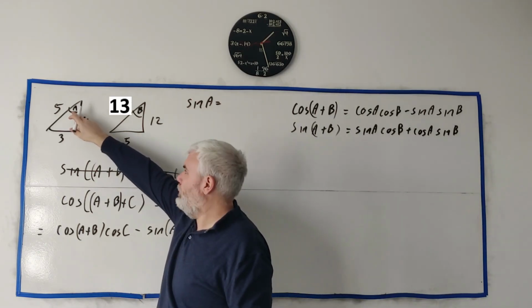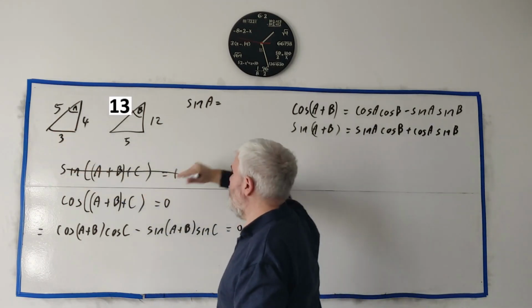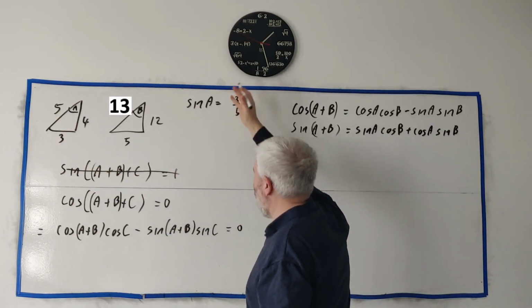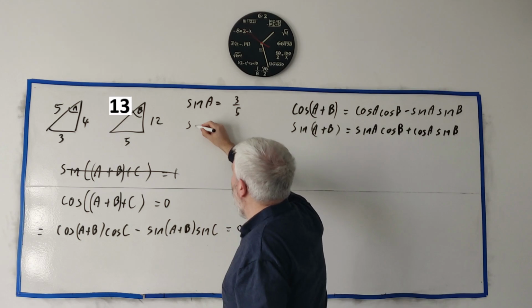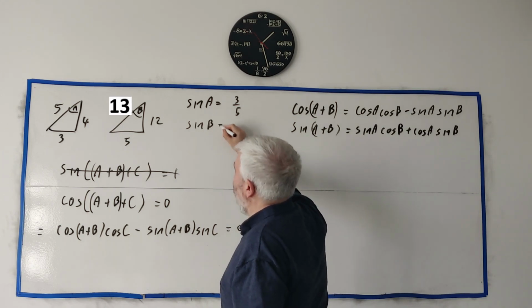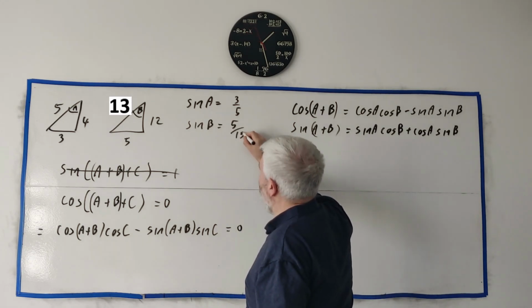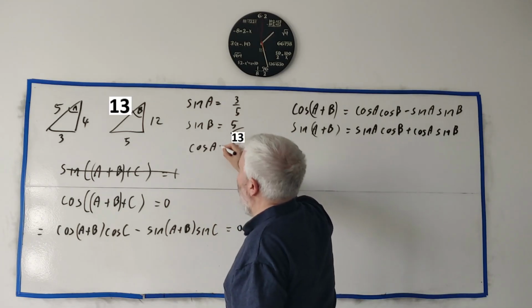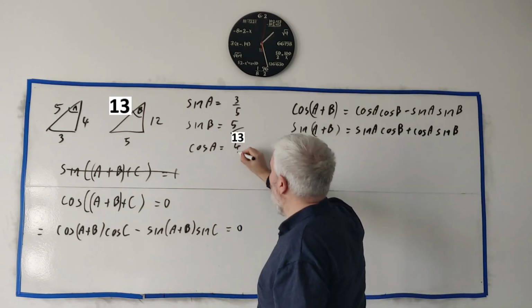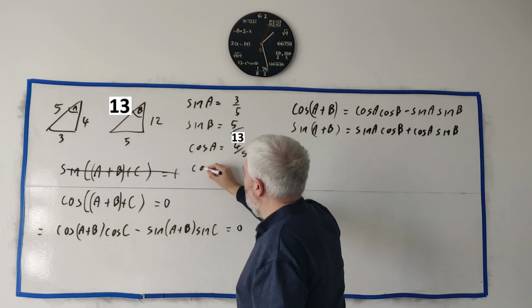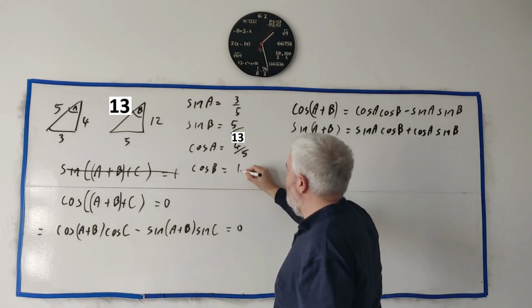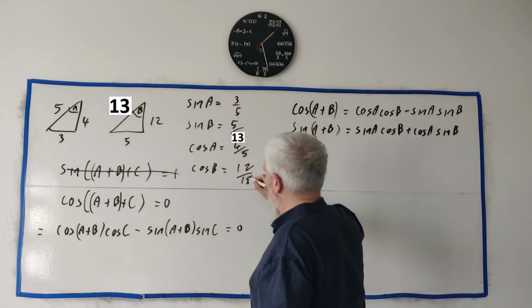I know it's equal to the opposite over the hypotenuse. So that's equal to 3 over 5. Let me write them all down while I'm here. Sine of B is equal to 5 over 15. Cosine of A is equal to 4 over 5. And cosine of B is equal to 12 over 15.